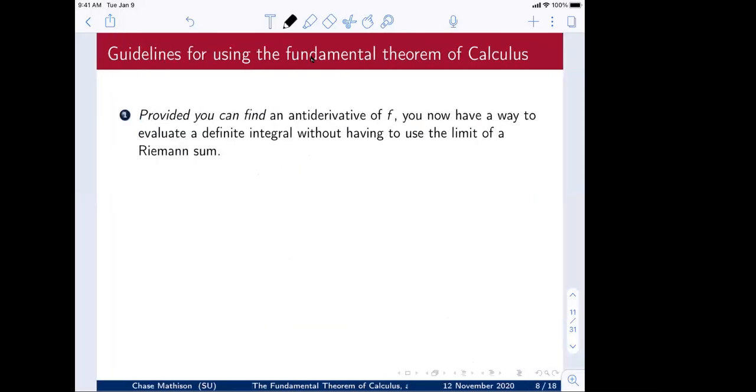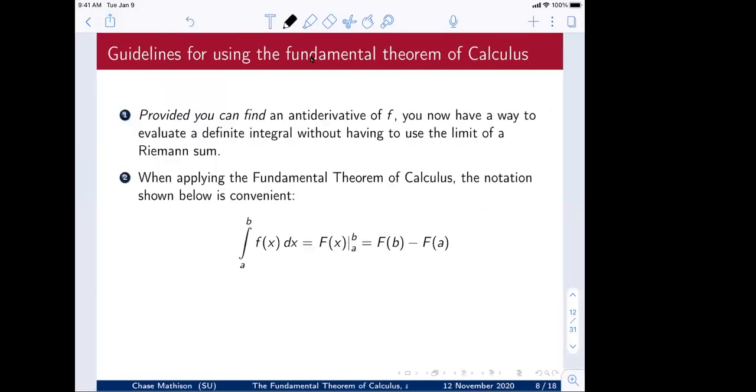So some general guidelines for using the fundamental theorem of calculus. Okay, so if you can find an antiderivative of little f, and that's not always going to be the case. Sometimes it's very difficult to find an antiderivative. That's actually what most of Calc 2 is going to be about, is developing techniques to find antiderivatives. Okay, so provided you can find an antiderivative of little f, you can evaluate a definite integral without having to use a limit of a Riemann sum now.